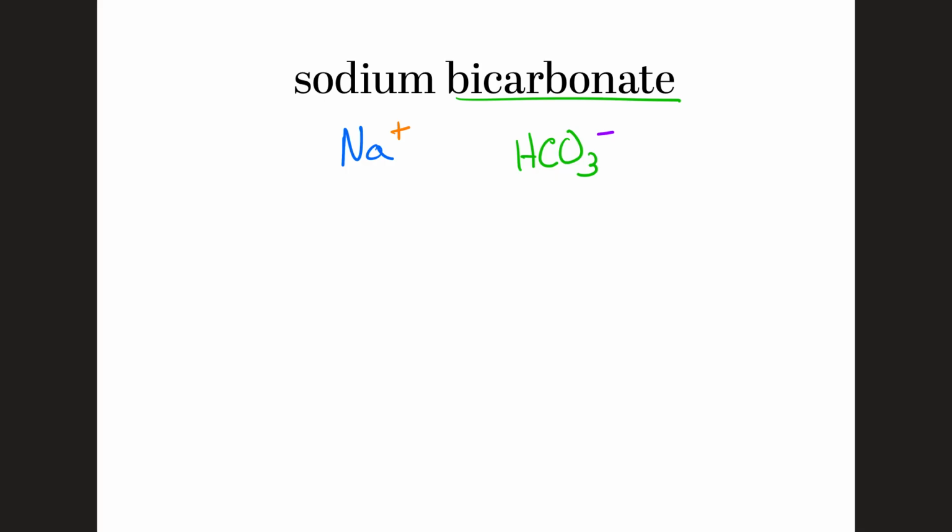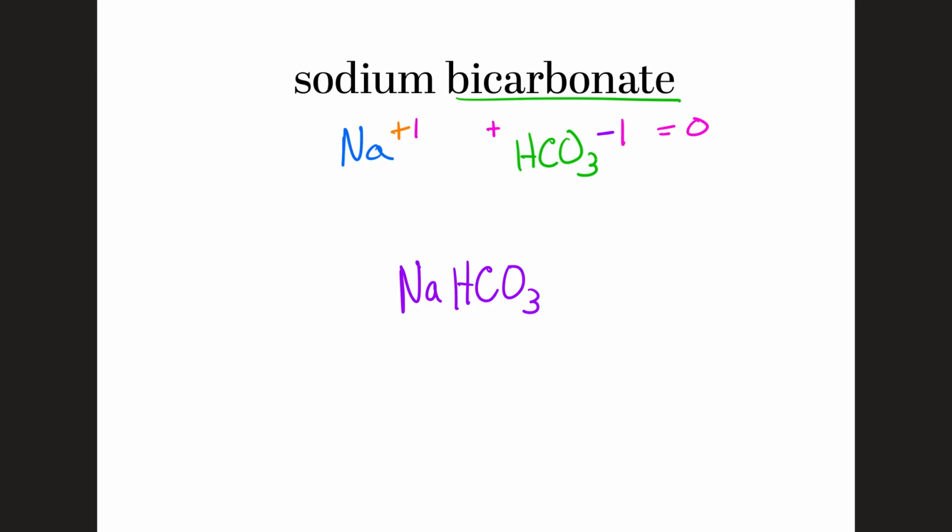So now what we have to do is make all of our charges add up to 0. This one we know is a positive one, and this is a negative one. If we add these together, positive 1 plus negative 1 does equal 0. So we don't have to add any more elements or polyatomic ions in order to make this equal 0. So now we can just write the formula as we have it right here: NaHCO3.